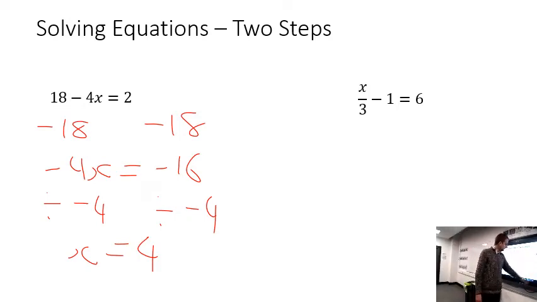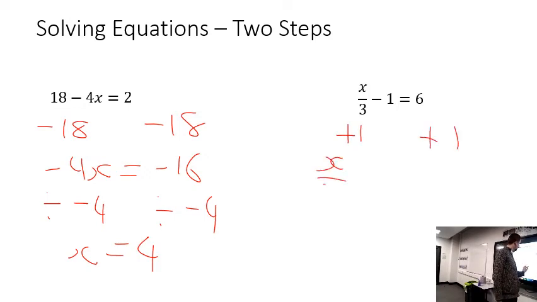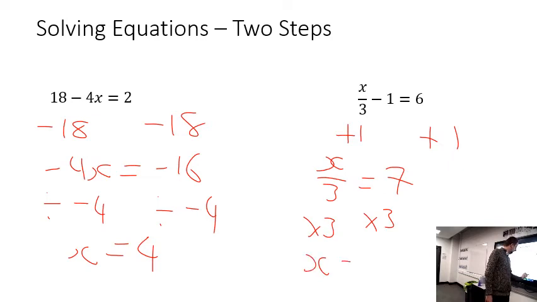Here, second equation, we want x over 3 on its own. What's the opposite to subtracting 1? Adding 1. So we have x over 3 is equal to 7. Then we want x on its own. What's the opposite to divide by 3? Multiply by 3. So we have x is equal to 21. You notice that for each new step, each new equation, I have a new line.